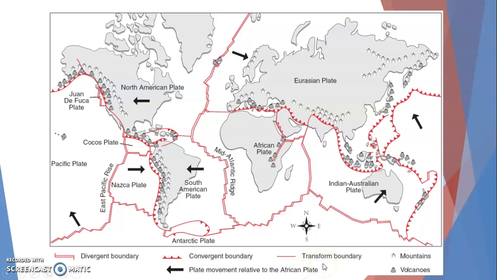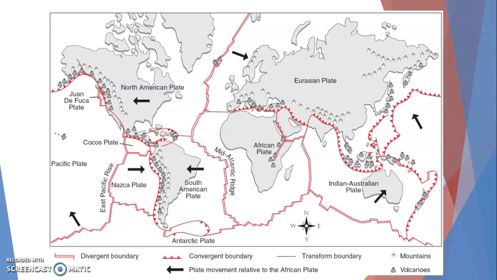Transform boundaries are just the one single solid line here, and then you see your little land formation, so your mountains, your volcanoes, and then the arrows are showing you the relative movement of the plates. So if you were to be presented with this, you should just be able to tell, okay, I know that this is a divergent boundary, or I know that this is a convergent boundary, and then you should know kind of what would occur along those boundary lines, because you could get an FRQ.